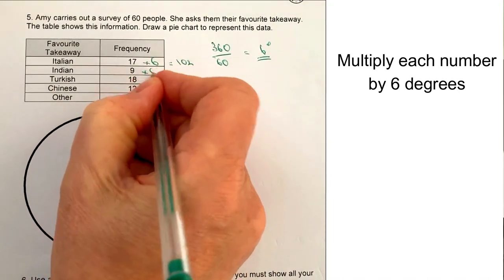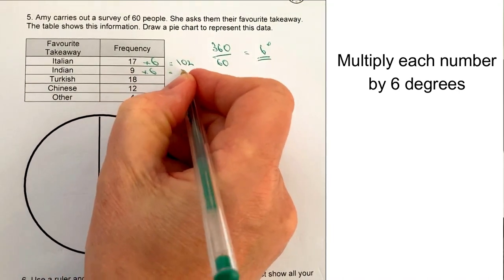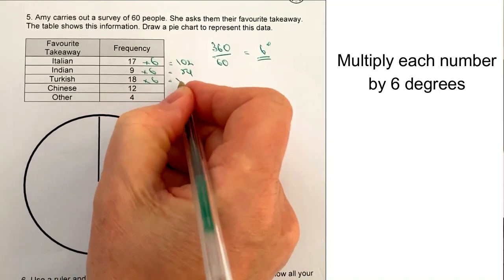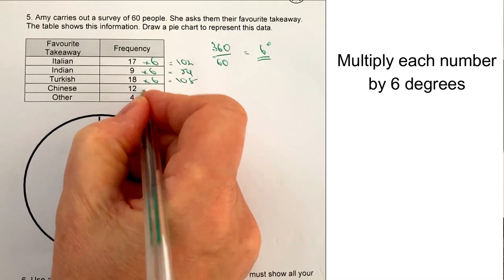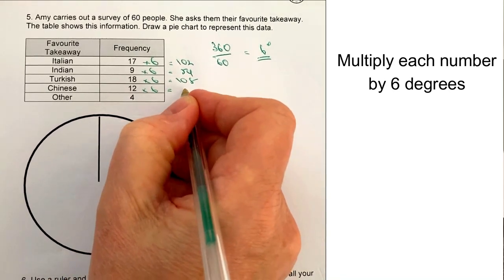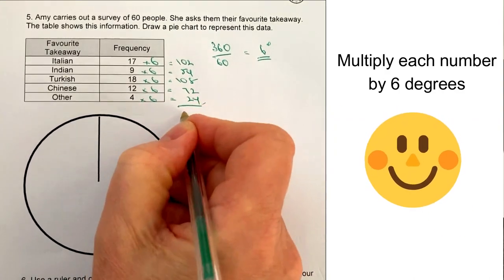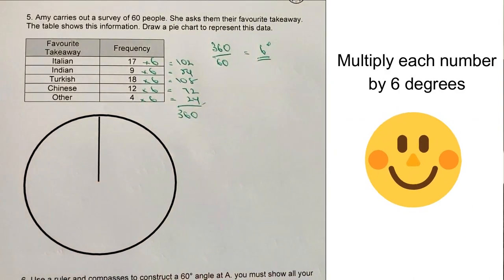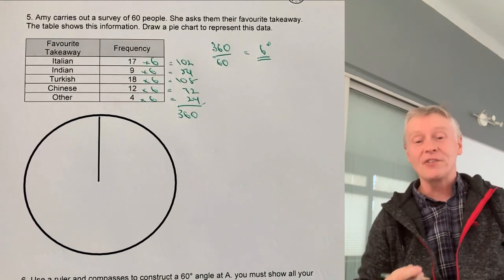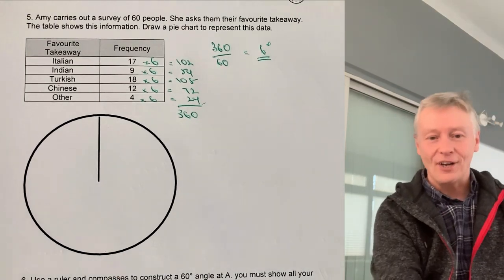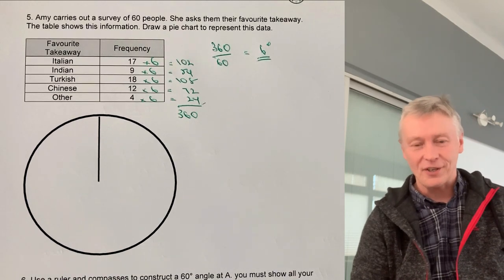And Indian is 9 times 6, which is equal to 54. And then 18 times 6 is equal to 108. 12 times 6 is equal to 72. And then 4 times 6 is equal to 24. So that's actually going to give you a total of 360 degrees, because each of those is the degrees. Okay, and then really it's just a case of plotting that directly onto the actual pie chart itself.